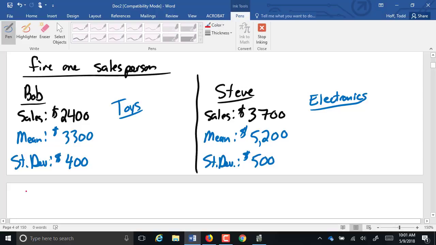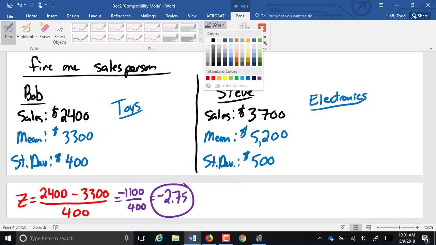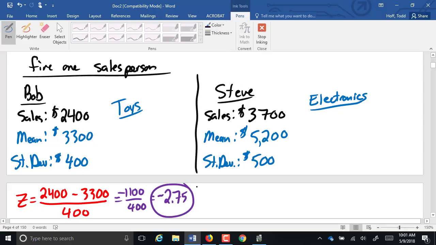So the z-score for Bob's sales was 2,400 minus the mean of 3,300, divided by the standard deviation of 400. 2,400 minus 3,300 is, oh, sorry, a negative 1,100. Negative 1,100 divided by 400 is a negative 2.75. That means that Bob's sales is 2.75 standard deviations below average, below the mean. Bob did not do well.